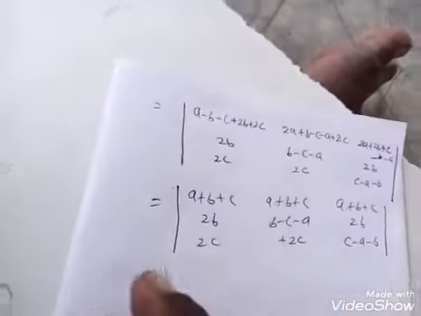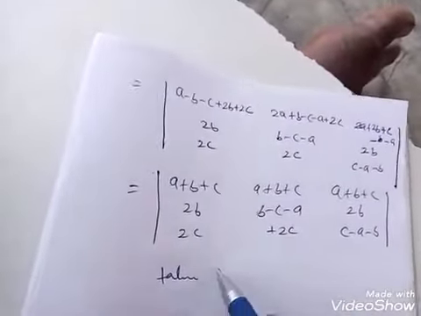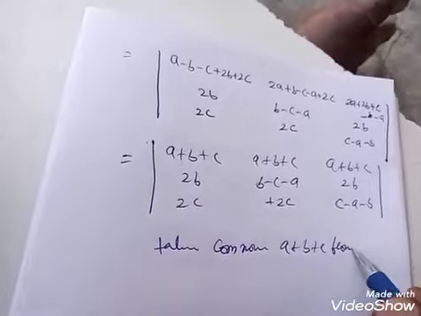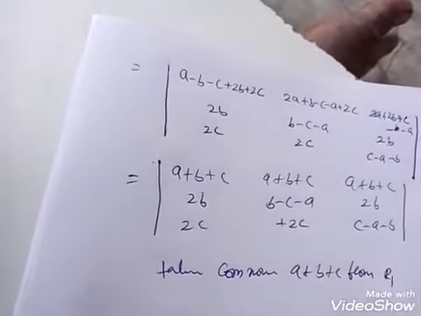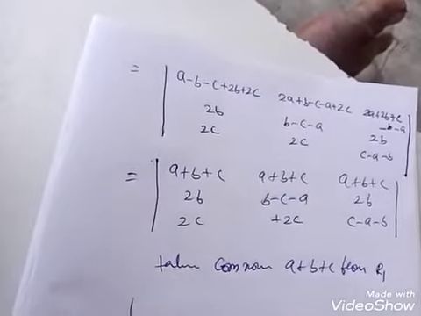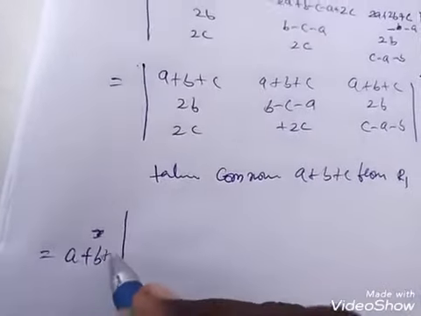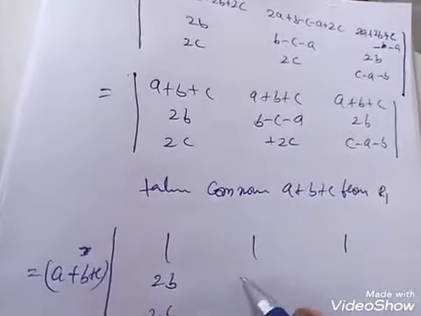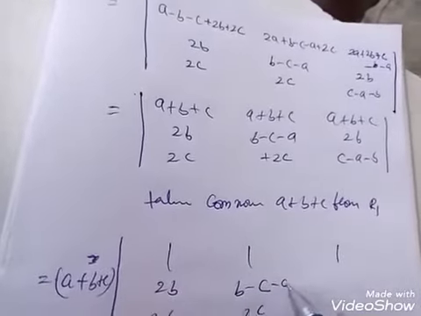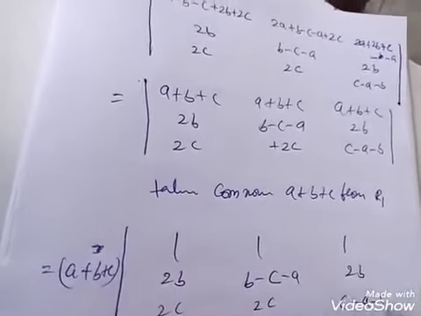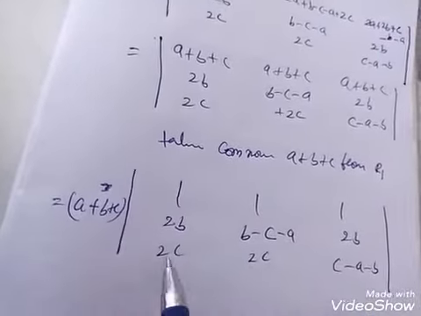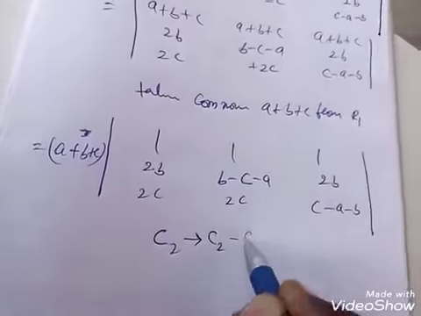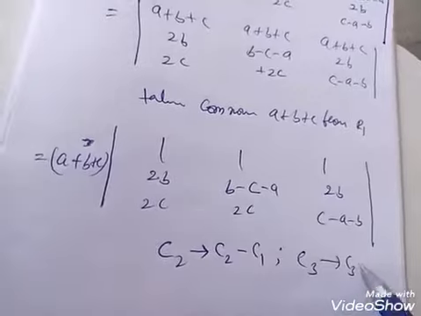Now what can you take common? You can take common a plus b plus c from R1. Then what are you going to get? This is determinant of (a plus b plus c) into 1, 1, 1, and 2b, 2c, b minus c, 2c, and 2b, c minus a minus b. Now again here 2b is there, 2c is there. That's why C2 gives rise to C2 minus C1, C3 gives rise to C3 minus C1.